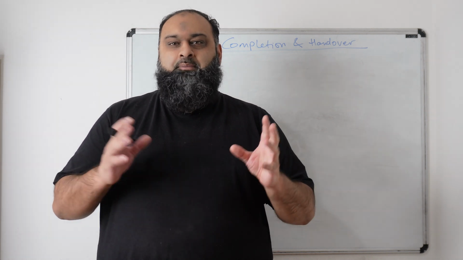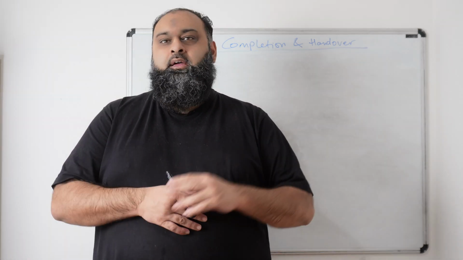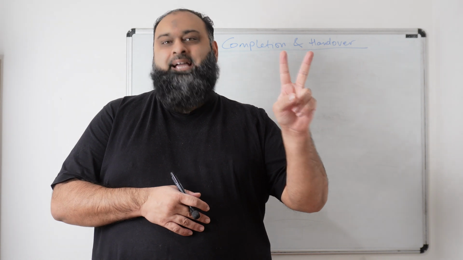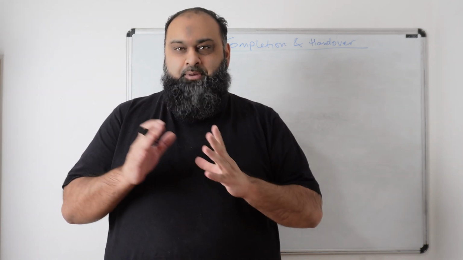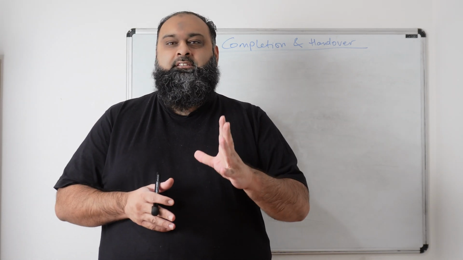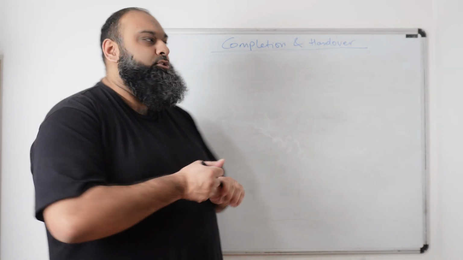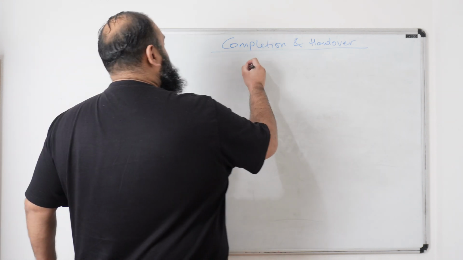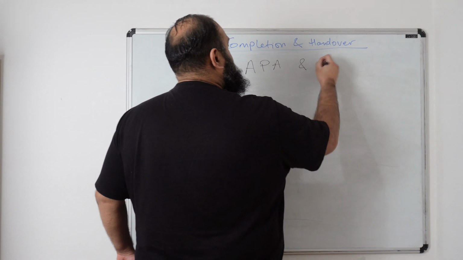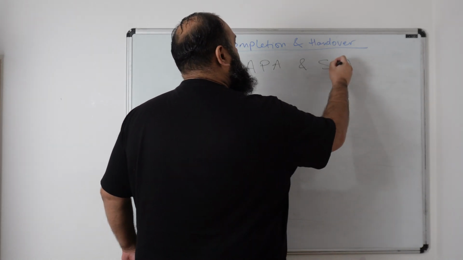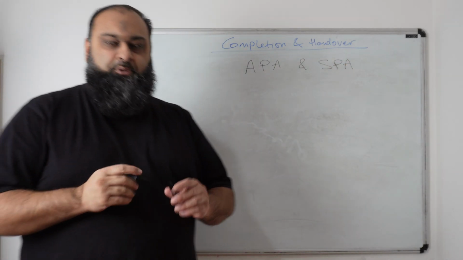Business acquisition, completion, and handover. Now there's two documents that can be used. One is known as an APA, which is an asset purchase agreement, and the other one is known as an SPA. So these are the two types of documents which are used to complete a business acquisition, APA and SPA. You're only ever going to use one of them. So what's the difference between the two?